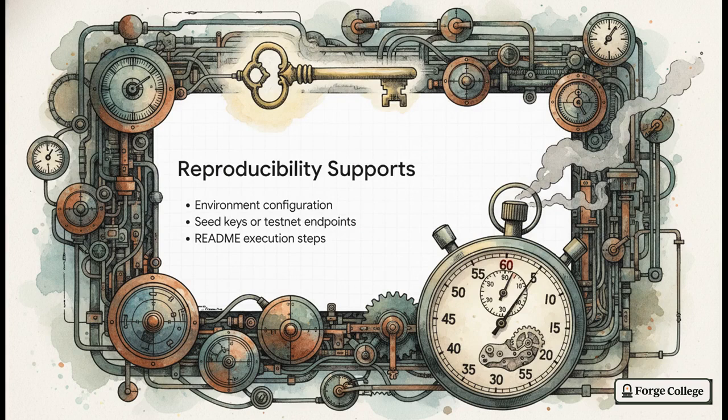These are the crucial bridges that actually make your evidence usable. We're talking about your environment config, your seed keys, testnet endpoints, and super clear README execution steps. Here is a great rule of thumb to keep in your back pocket. Can a reviewer use these supports to confidently reproduce your entire implementation in under 30 minutes? If the answer is no, your pre-flight check just failed.